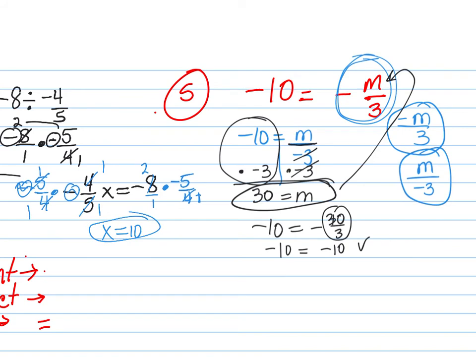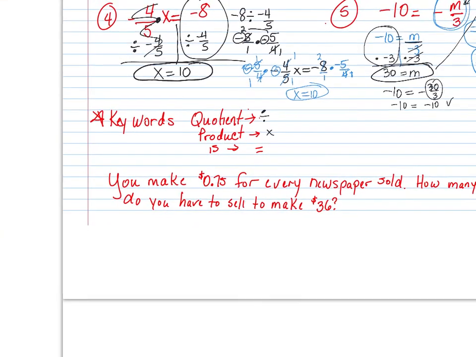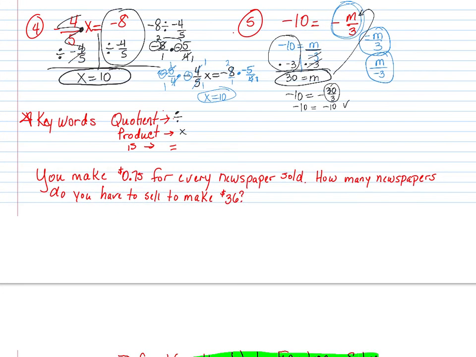Check. We know these words. Quotient means divide, product means times, and is means equals. Copy this story problem down because you're going to have to do all your story problems like this, and I will tell you there's one like this on the test. 75 cents is a unit rate. So let's say I sold 4 papers, what would I do?